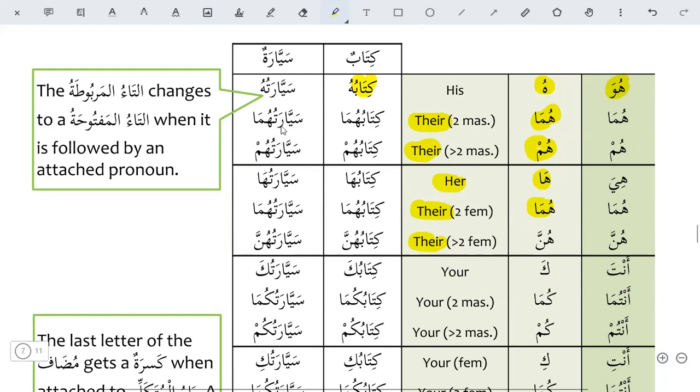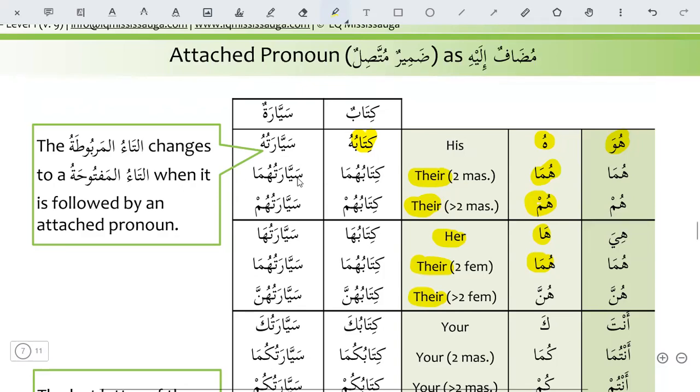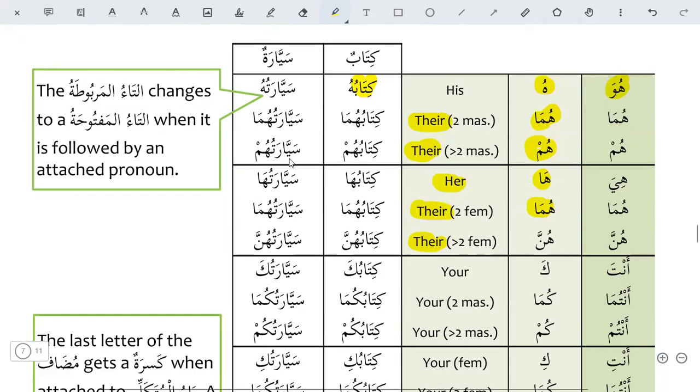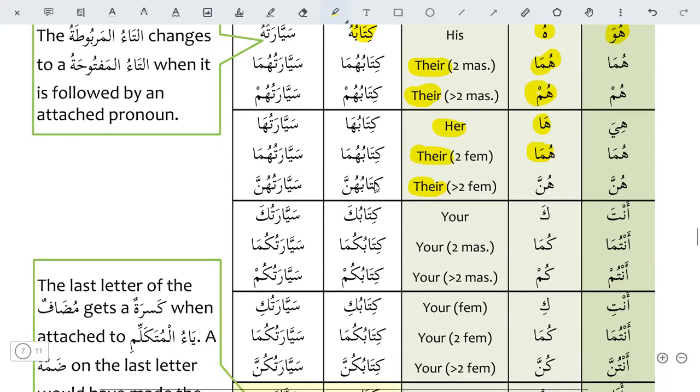And same like the sayaratun. Sayaratuhu, his car. Sayaratuhuma, their two persons' car. Sayaratuhum, their cars, their plural. Same with here. Kitabuha, her book. Sayaratuha, her car. Kitabuhuma, their book, feminine. Sayaratuhuma, their car. Kitabuhunna, their feminine book, plural. Sayaratuhunna, their feminine plural cars.